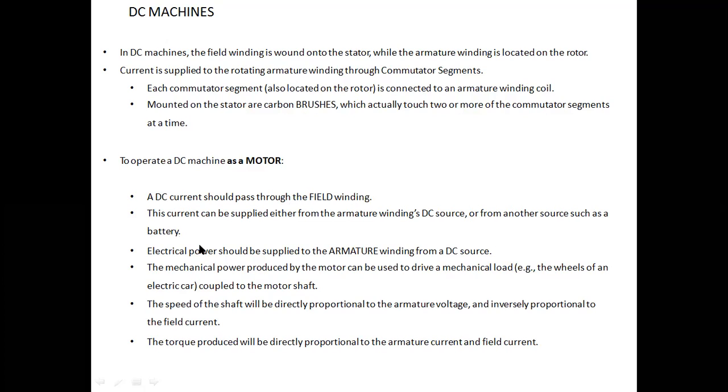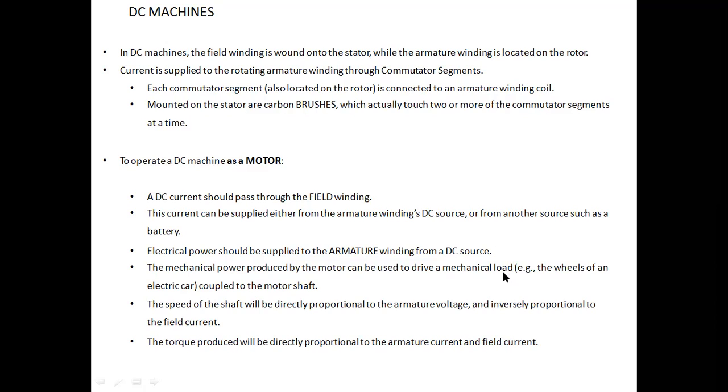When we give the power supply, electrical power should be supplied to the armature winding, and then there will be generation of power. The mechanical power produced by the motor can be taken to the mechanical load, because here we are supposed to convert that energy into mechanical energy. So we can use that power to drive the mechanical load.